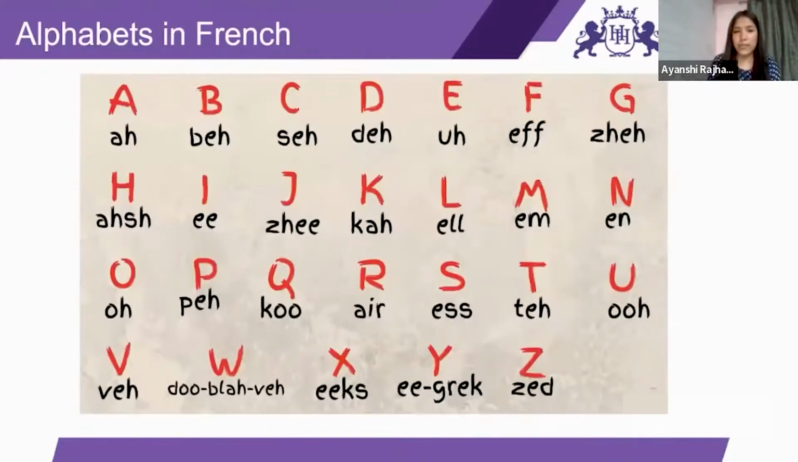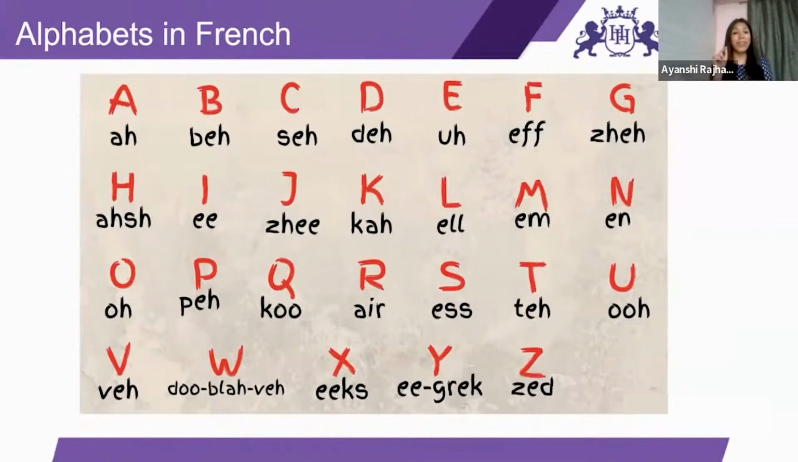Start with the alphabets. So guys, if I say alphabets in French, we have overall 26 alphabets in French, just like we do in the English language. In English we have 26 alphabets, and the same we have in French.